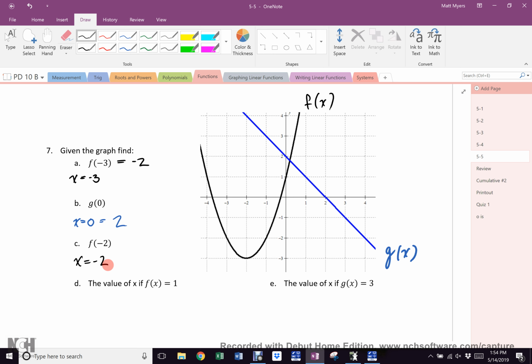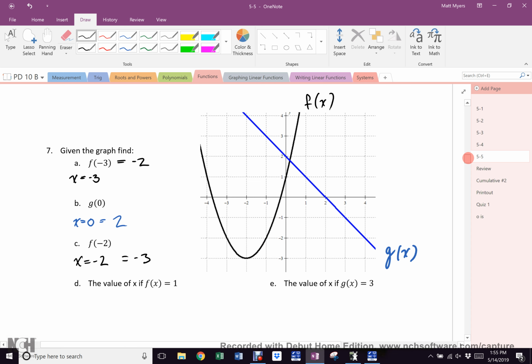What's the answer? -3. Why? Because I went to -2 and I sought my y value. Everybody good?